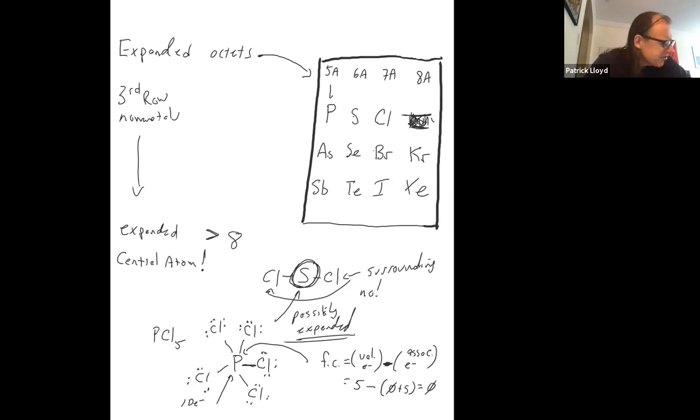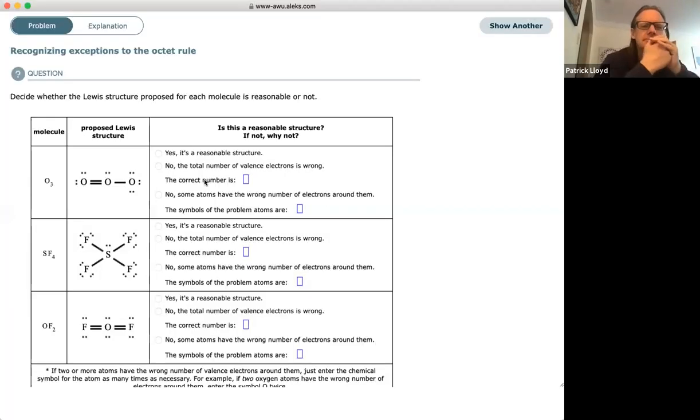Okay. So let's take a look at a couple of examples here on Alex. There we go. Popped up. Recognizing exceptions to the octet rule, determine whether the Lewis structure proposed for each molecule is reasonable or not. Okay. So let's take a look at the first one.